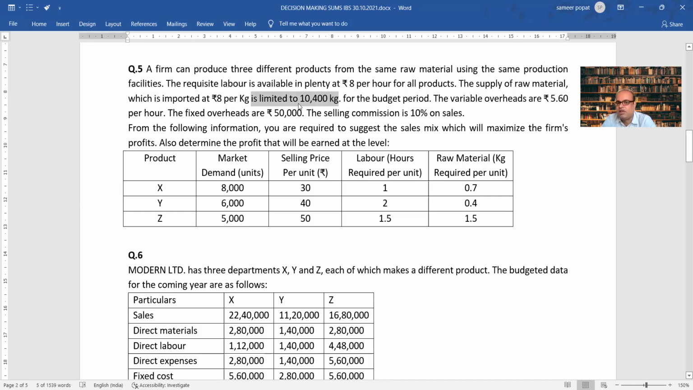Okay, so that is our key factor. So we are importing at ₹8 per kg, and the total kg that we can import is 10,400.